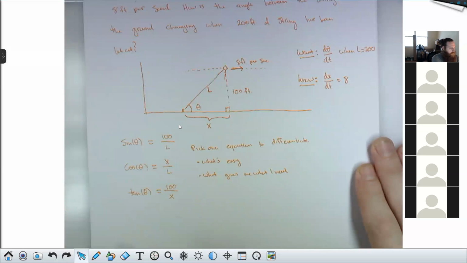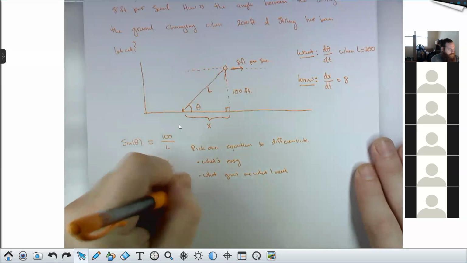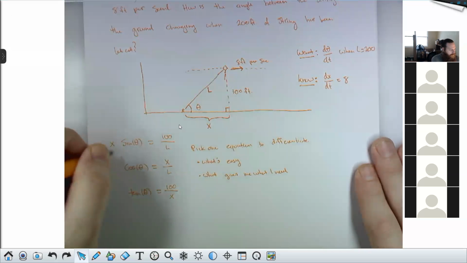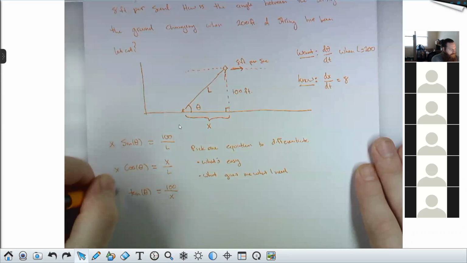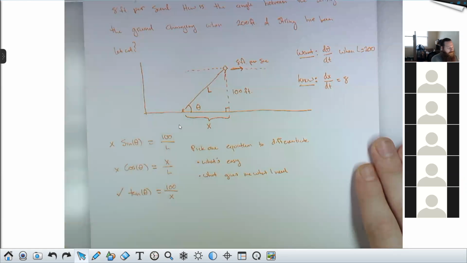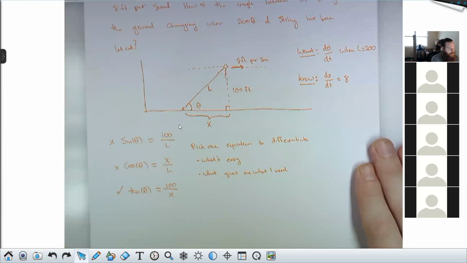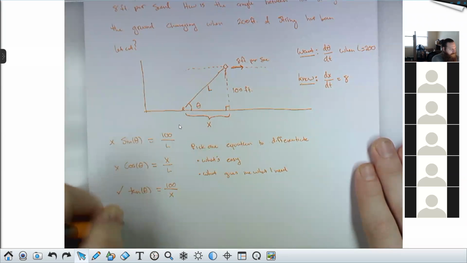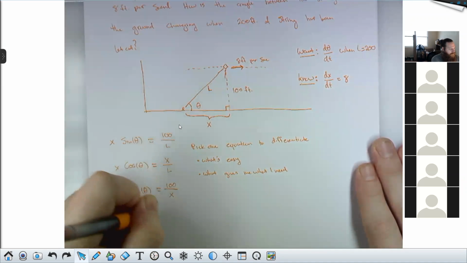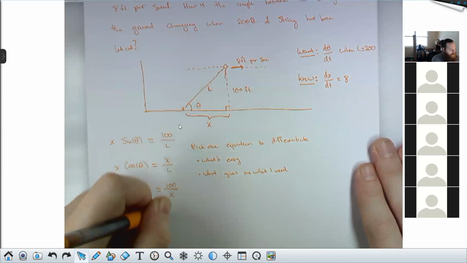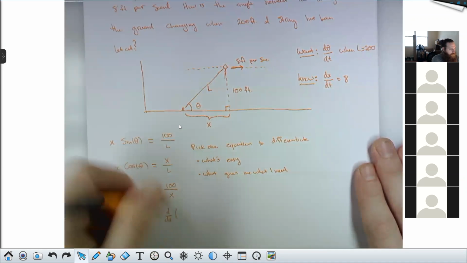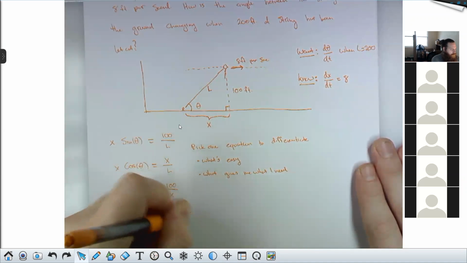All right, so let's go with this guy. This guy doesn't have x's. This guy has stuff I don't need. He's not easy. This guy is easy and has the stuff I need. So I'm going to apply d dt to both sides. On the left, I'll have d dt of tangent theta. On the right, I'll have d dt of 100 over x.